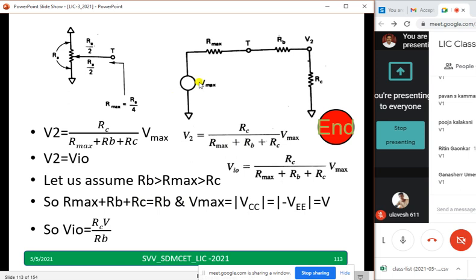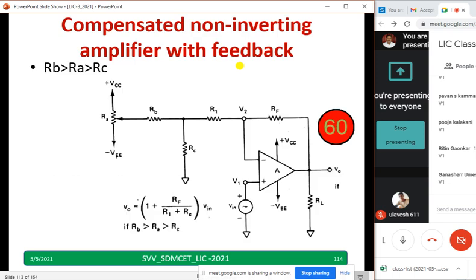Now let us go to the next, because the portion is more. Now, compensated non-inverting amplifier with feedback. So now, to the non-inverting terminal I am giving some input. Before giving, I will make it 0. First, I will vary this array. I will ensure the output equal to 0. Then I will apply it. Copy down this circuit diagram, and note down the V naught equation also.